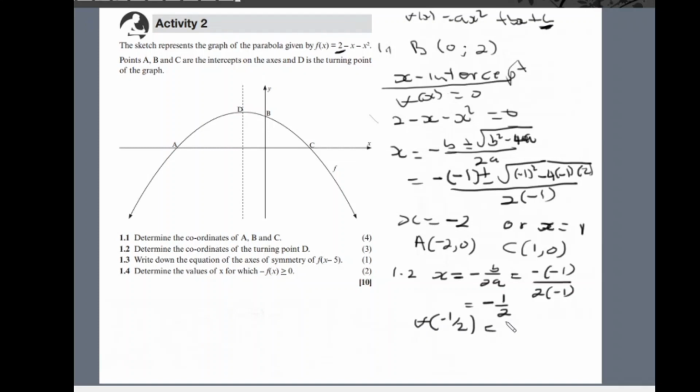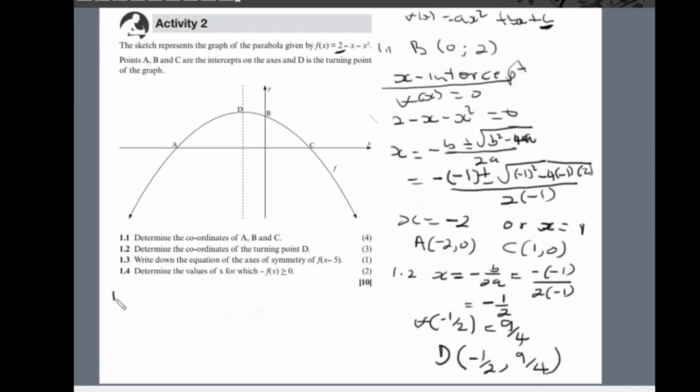that the y value will be 9 over 4, right? So the coordinates of D will be minus 1 over 2, 9 over 4, right?